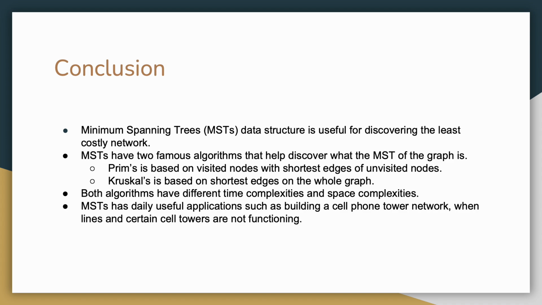In conclusion, minimum spanning tree is a data structure that is useful for discovering the least costly network. Minimum spanning trees have two famous algorithms that help us discover what minimum spanning tree of the graph is. Prim's is based on visited nodes with shortest edge of unvisited nodes, while Kruskal's is based on shortest edge on the whole graph. Both algorithms have different time complexities and space complexities.